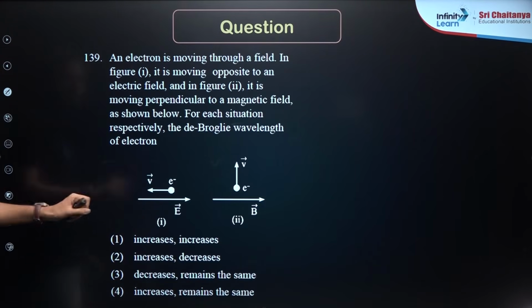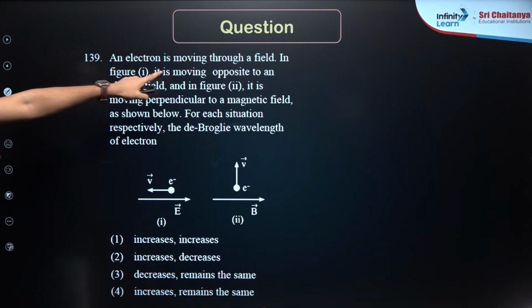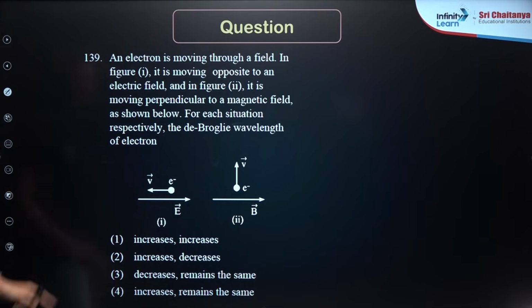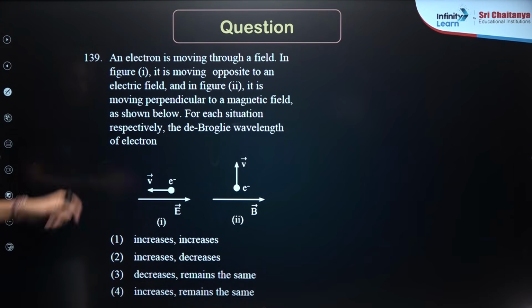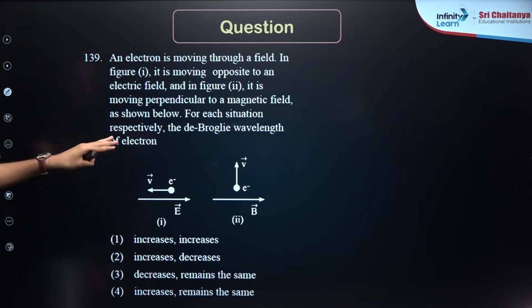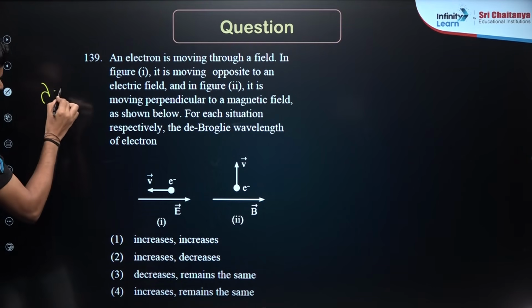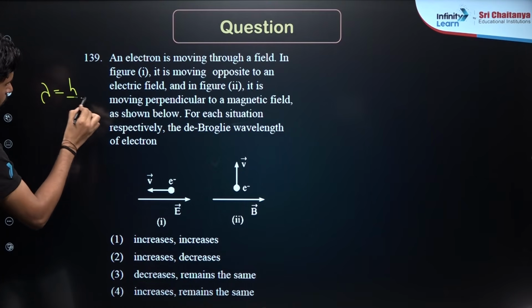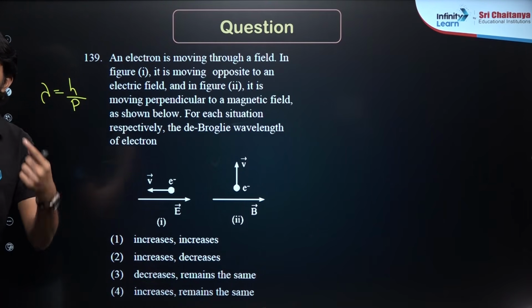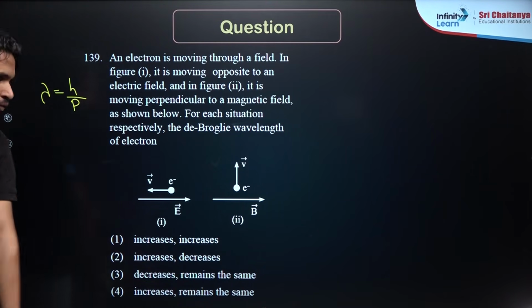Then we have the next problem. In this problem, an electron is moving through a field. In figure 1, it is moving opposite to an electric field. Okay, and in figure 2, perpendicular to a magnetic field as shown below. For each situation respectively, the de Broglie wavelength. The de Broglie wavelength is h by p, inversely proportional to momentum or inversely proportional to velocity.